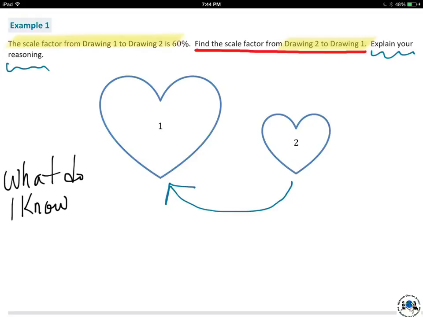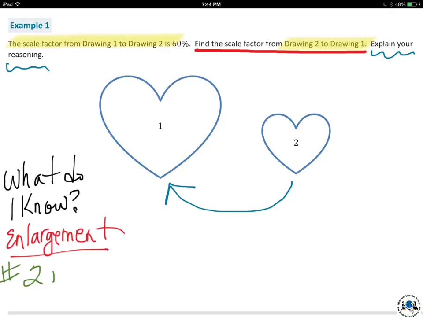But what do I know at this point? What do I know going from 2 to 1? Well, the first thing I know is that it is an enlargement, because I am going from a small heart to a large heart, therefore it's going to be an enlargement, and I know that my final answer, my scale factor, has got to be more than 100%. So these are some things that I know.